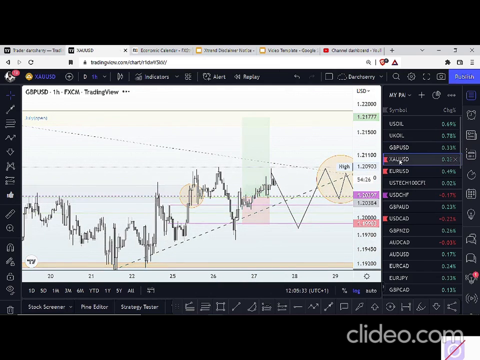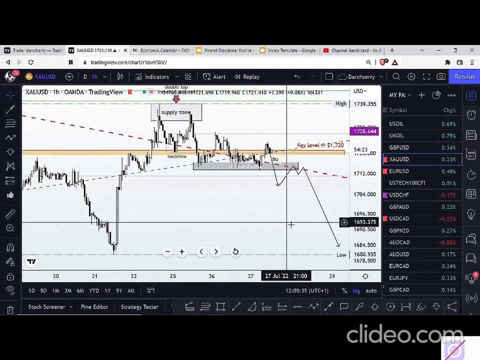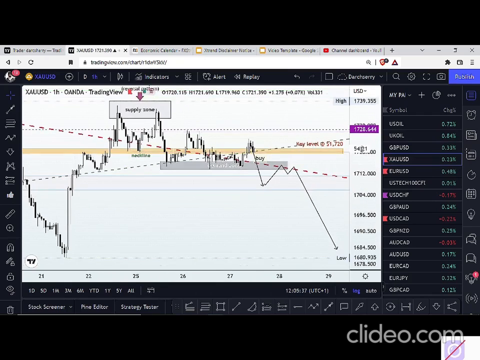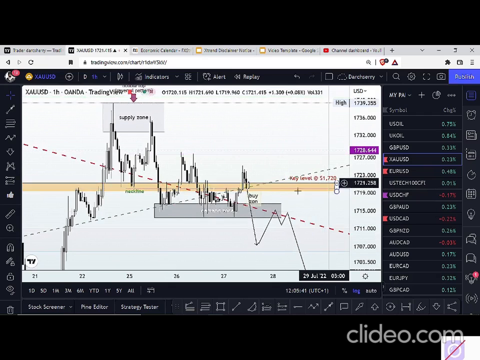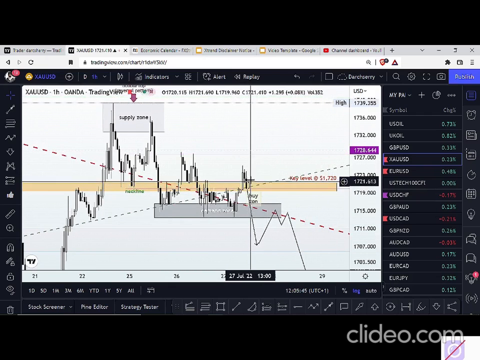Then we moved on to the XAUUSD, where I gave you two scenarios where the key level at the $1,720 mark shall be our guide. Anywhere above the key level appears most appropriate to buy gold at this point.